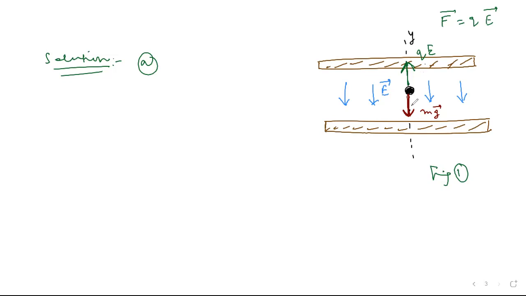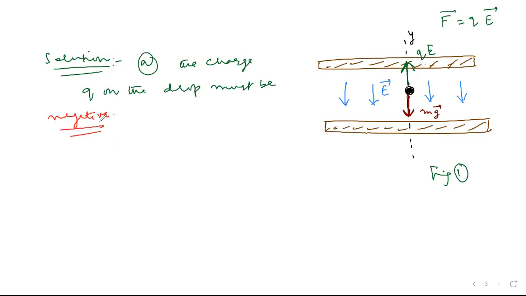I repeat, weight is downward. The electric field is downward, and the oil drop is in equilibrium. That means the electric force must be upward, and for the electric force to be upward, the sign of the charge on the oil drop must be negative. The one conclusion is the charge Q on the drop must be negative, right? This is our first conclusion about this problem.